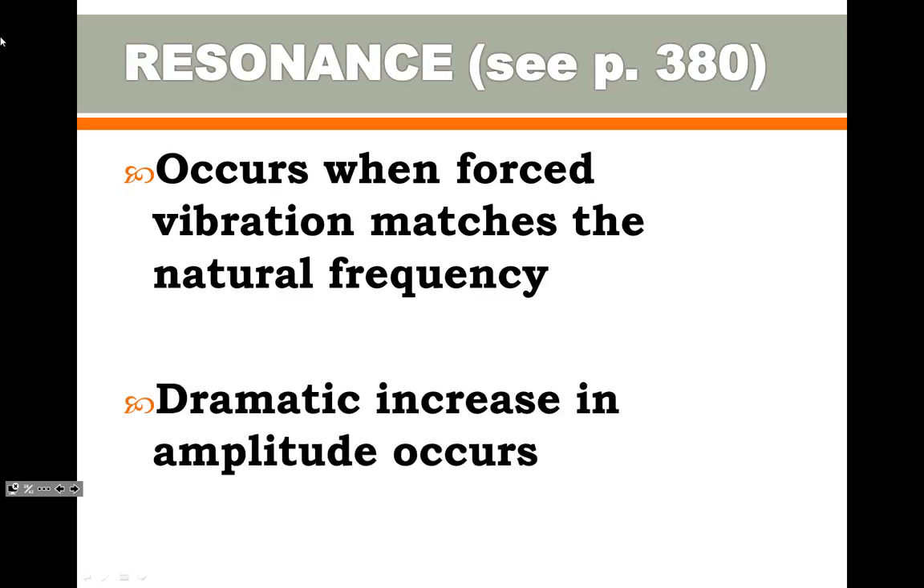Now, when you hit resonance, you're going to get this huge, drastic increase in amplitude. And we're going to do this in lab. That's the second speed of sound lab that we'll do. It's pretty cool when you get to it. We're going to use resonance tubes, and you're going to use your tuning fork again. You're going to send a sound wave into your tube. So these are the setups that we're going to use.